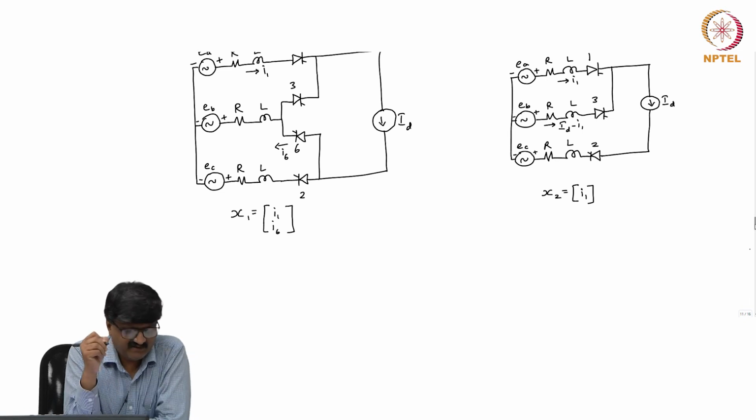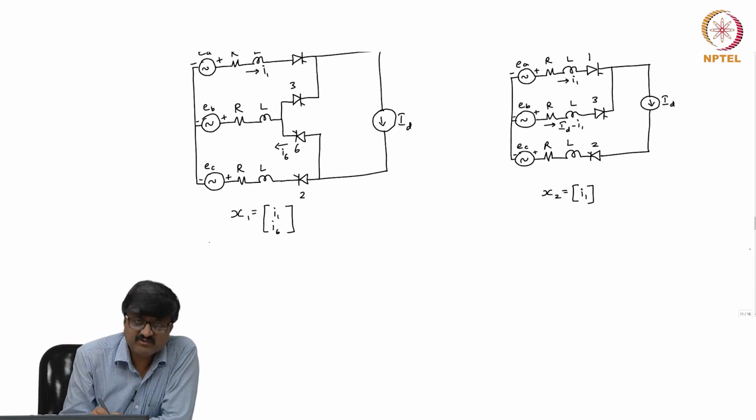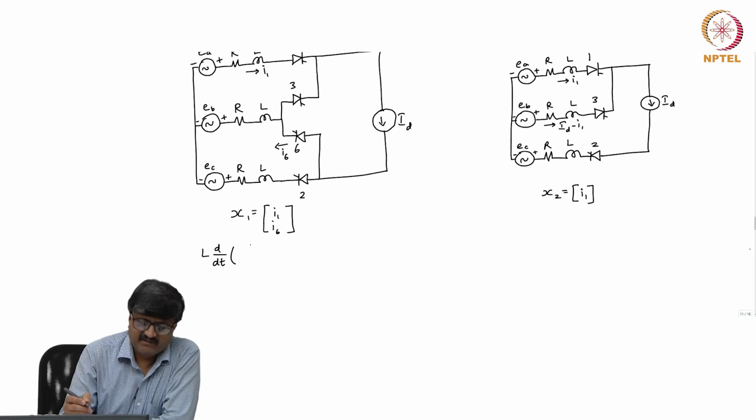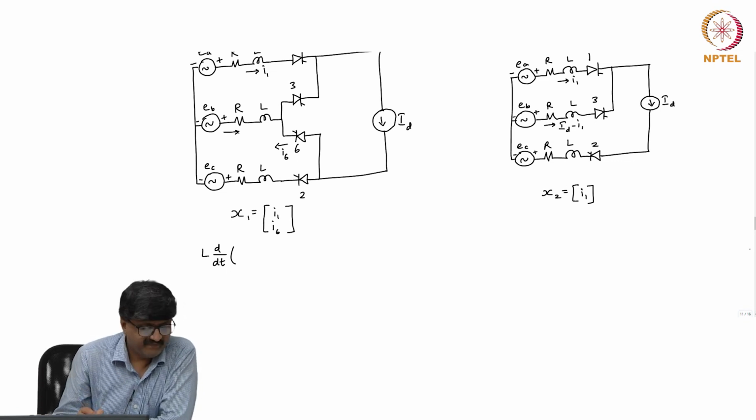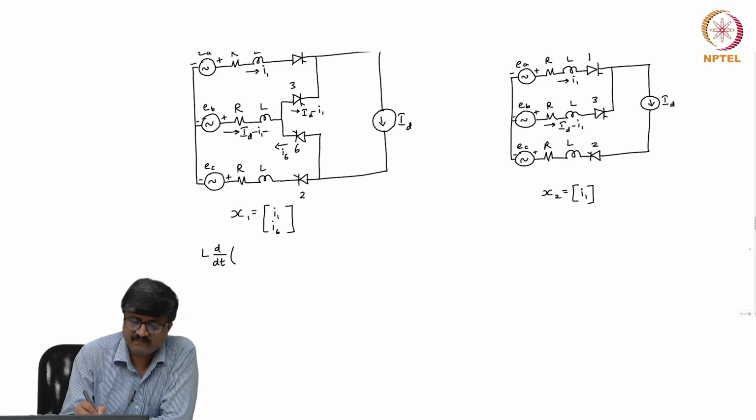So, if I apply Kirchhoff's voltage law, what do I get? So, let me first take the loop consisting of E A, E B, the resistance and inductance R and L in series with E A and R and L in series with E B and the valves 1 and 3. So, if I apply Kirchhoff's voltage law, I get L d by dt of. So, I can also show what is this current. Of course, the current through valve 3 is I d minus I 1. So, current through valve 6 is I 6. So, from that I get the current through E B as I d minus I 1 minus I 6.